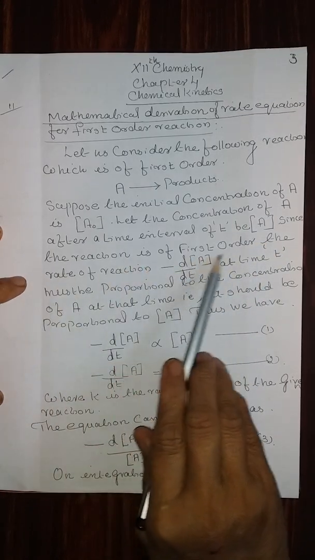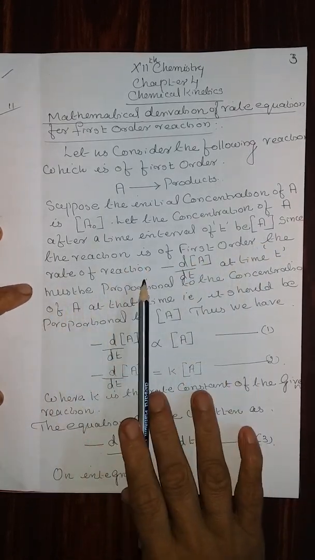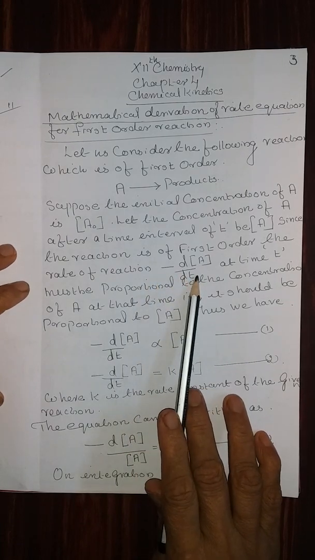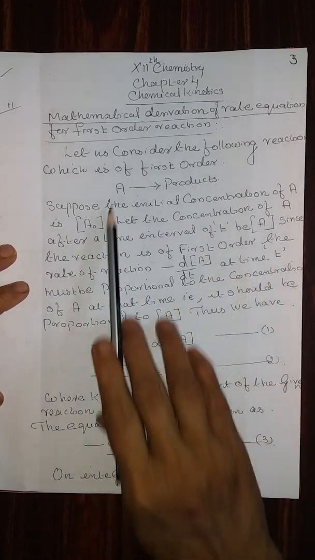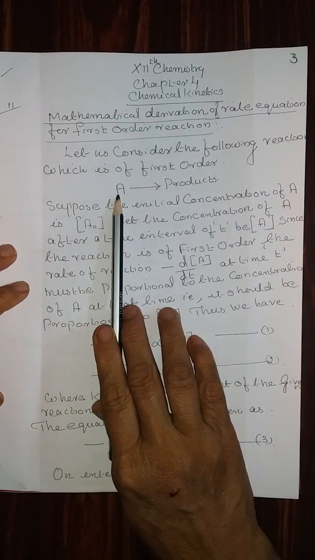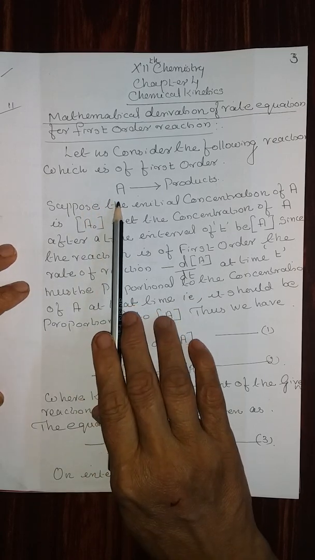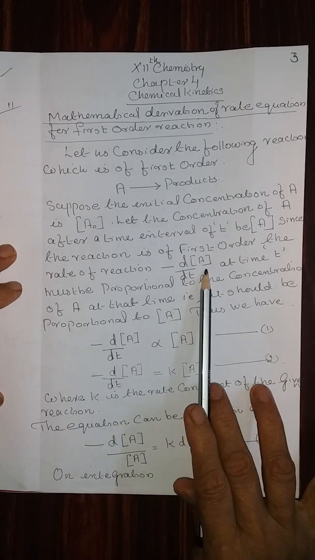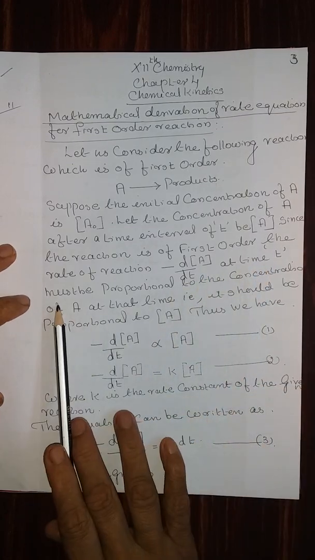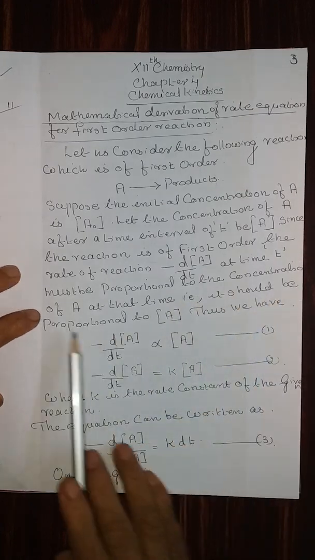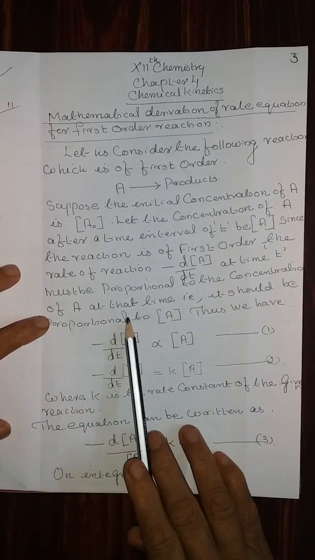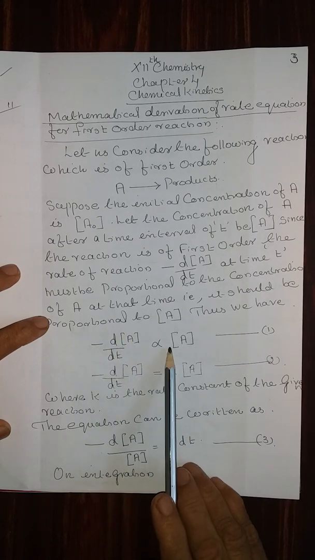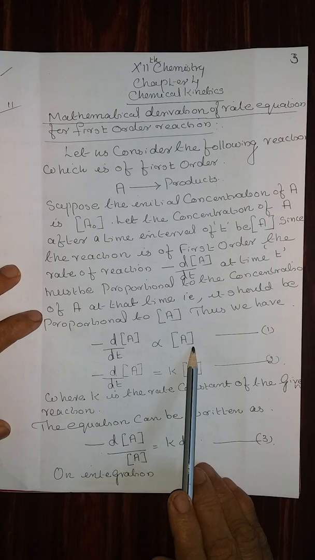Since the reaction is of first order, the rate of reaction, what we studied earlier, instantaneous rate of reaction, you know how to write it. Therefore, since it is a reactant and it decreases its concentration, we have to write minus d by dt of concentration A at time t. And it must be proportional to the concentration of A at that time. This is the rate of reaction. That is directly proportional to the concentration of A.